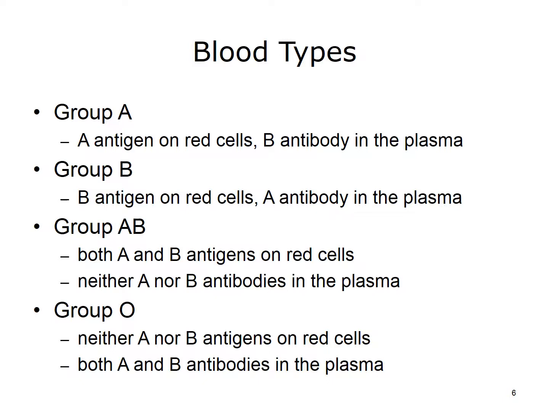Group A has only the A antigen on red cells and B antibody in the plasma. Group B has only the B antigen on red cells and A antibody in the plasma. Group AB has both A and B antigens on red cells, but neither A nor B antibodies in the plasma. Group O has neither A nor B antigens on red cells, but both A and B antibodies are in the plasma. Group O can donate red blood cells to anybody. If you have type O blood, then you are known as a universal donor.